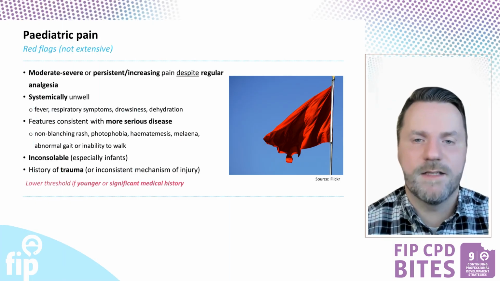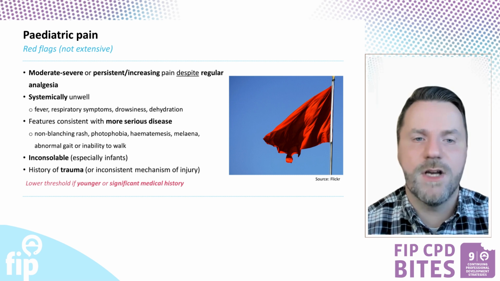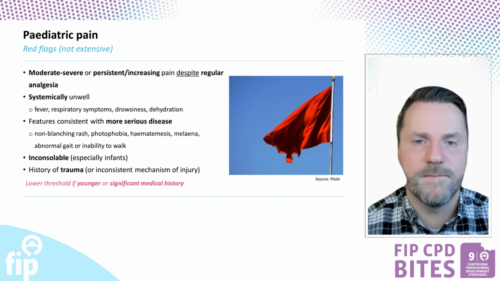There are several red flags relating to pain that it's really important to be aware of, to promptly refer patients for further medical assessment. Whilst not extensive, some important features to consider are as follows. If the child has moderate or severe pain, or pain that is persistent or increasing despite the use of regular analgesia. If the child is systemically unwell, for example with fever, respiratory symptoms, drowsiness, or signs of dehydration such as sunken eyes or reduced skin turgor.